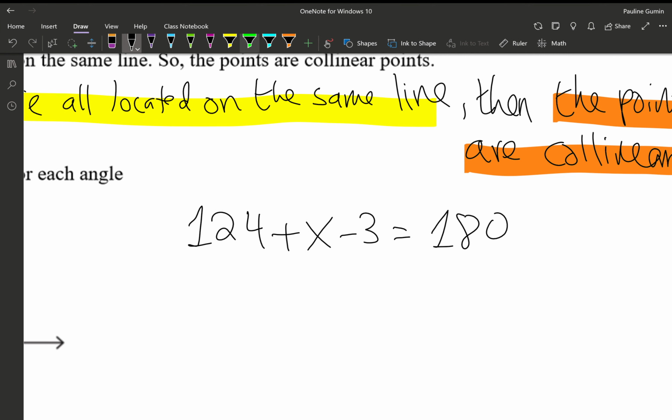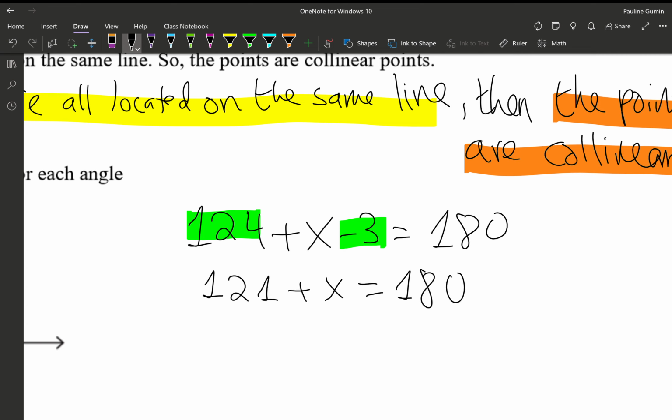Next, I'm going to combine some like terms. 124 minus 3, those are like terms. So I get 121 plus x equals 180. I'm going to go ahead and subtract 121 from both sides now in order to get x by itself. X equals 59. Let's do the same thing for letter B.